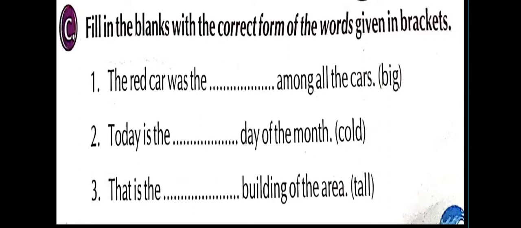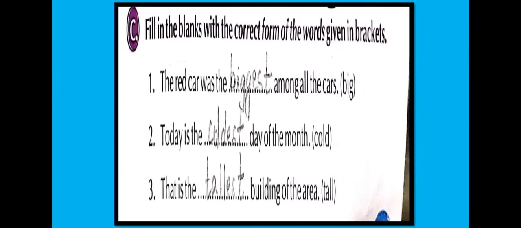Now let's look at this exercise. Fill in the blanks with the correct form of the words given in bracket. So I'm going to read out the sentences. The red car was the dash among all the cars. Today is the dash day of the month. That is the dash building of the area. So all the sentences are talking about more than two comparison. So we're going to write biggest, coldest and tallest respectively, like this.